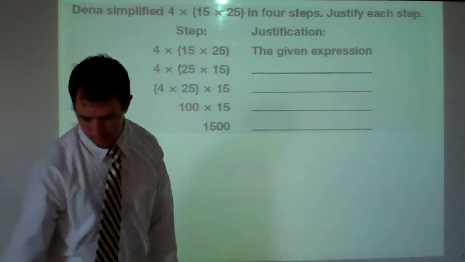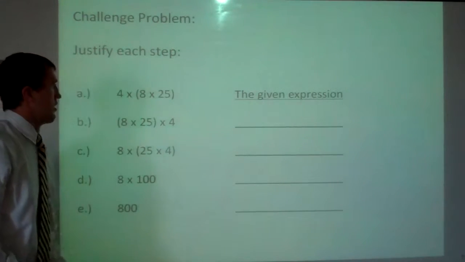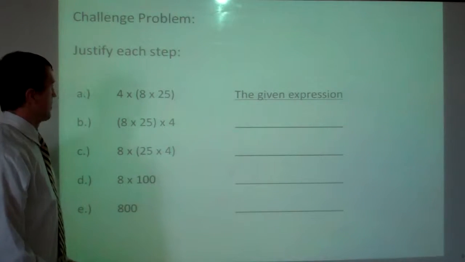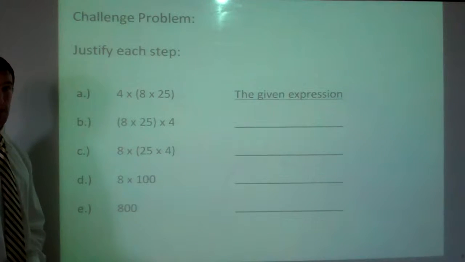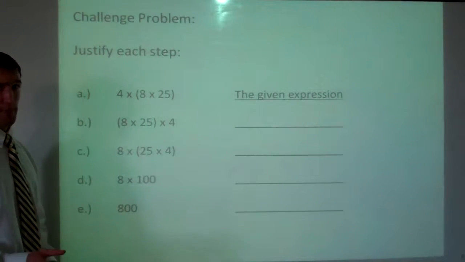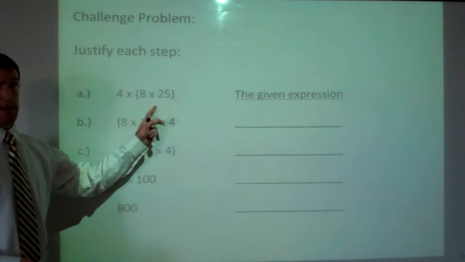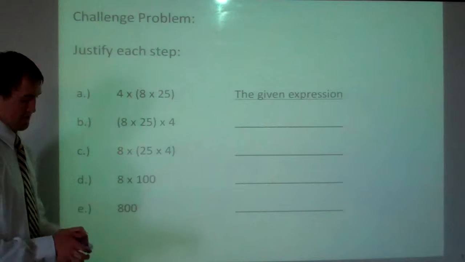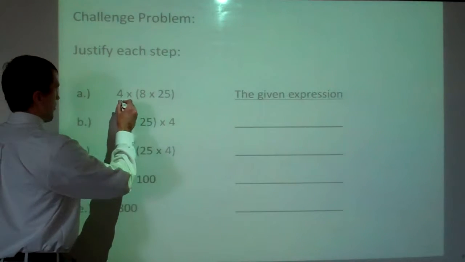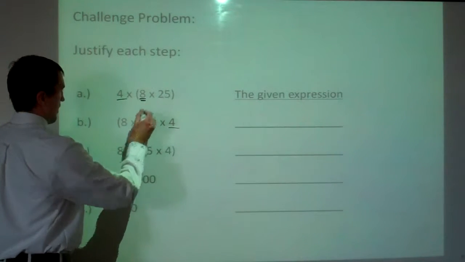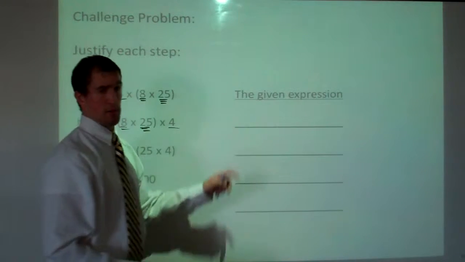And our last example was a challenge problem, just like the last one. So from A to B, what's changing? It looks like the parentheses changed, but the thing inside the parentheses did not change. So this is not the associative property. This is actually the commutative, because the order of the numbers changed. 4, 8, 25. So this is commutative.